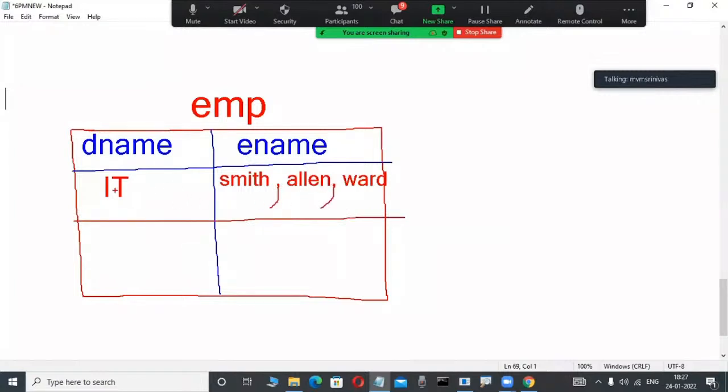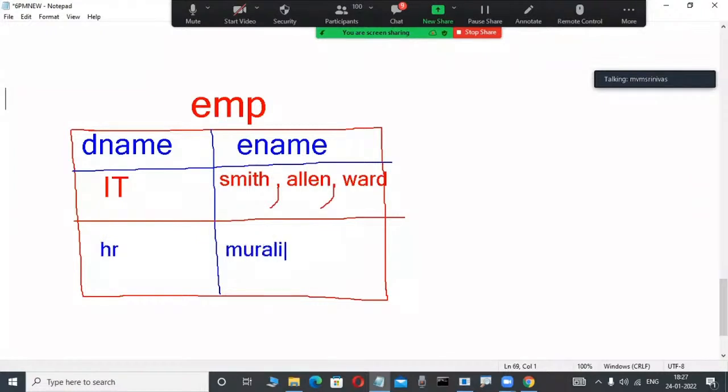Maybe IT is a department. In that department, Smith, Ellen are working. Again, another department is there. What is the department? The HR department is there. For example, in the HR department, one employee is working. My name, for example, Murali, is an employee working there.